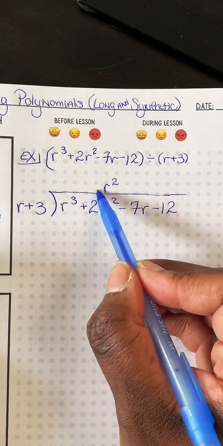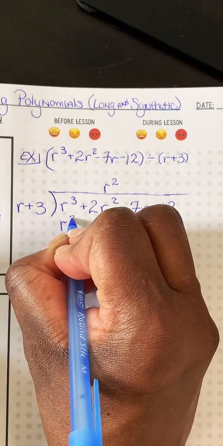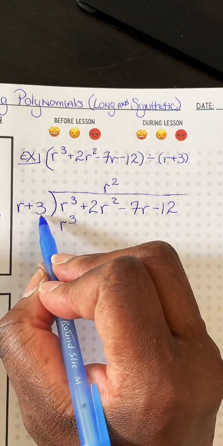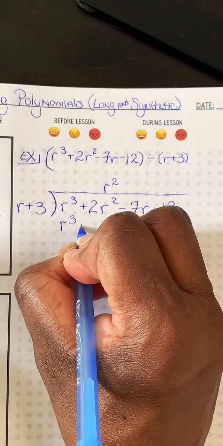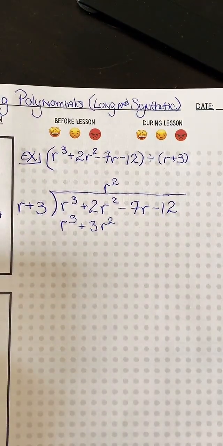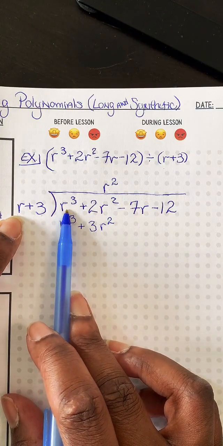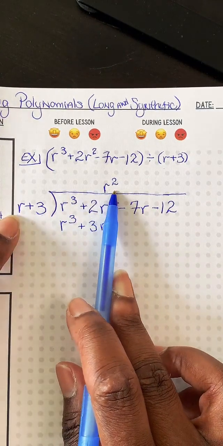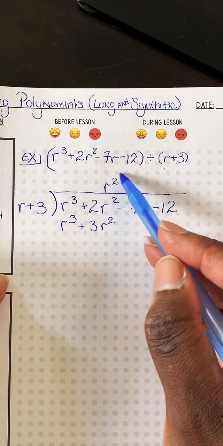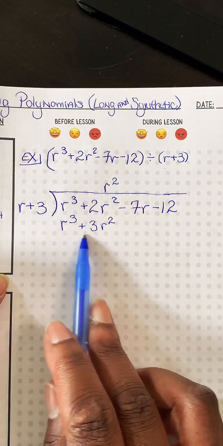So now we're going to use this r squared. r squared times r gave us this r cubed, and that's what we were looking for. Now I'm going to multiply this r squared by the positive 3, which gives me plus 3r squared. We had to do division just to start things up: r to the third divided by r gave me r squared, which helps me start the whole process. Now I'm going to multiply that r squared we found by the divisor. That's how we got here.